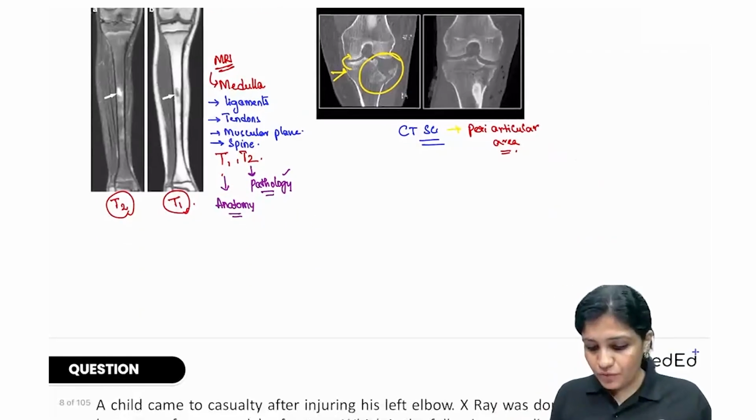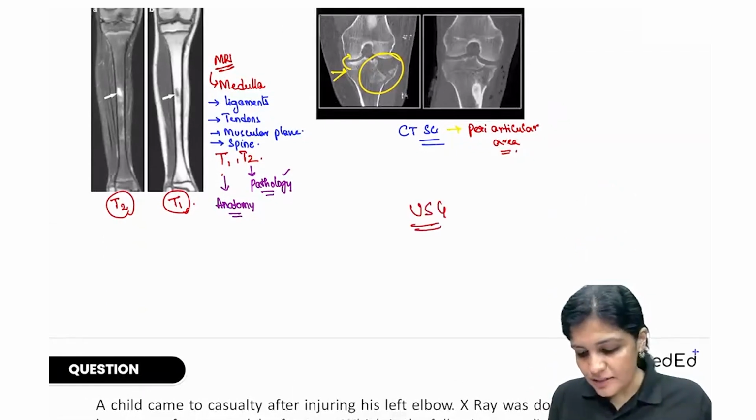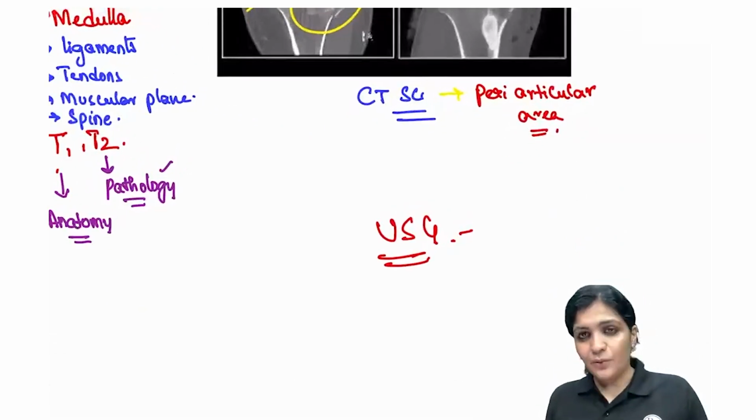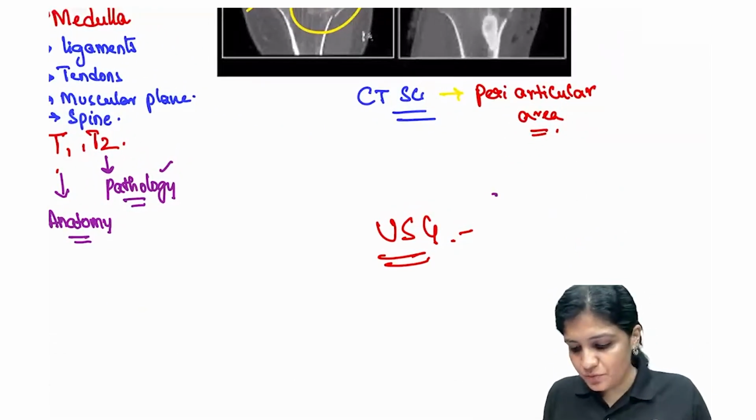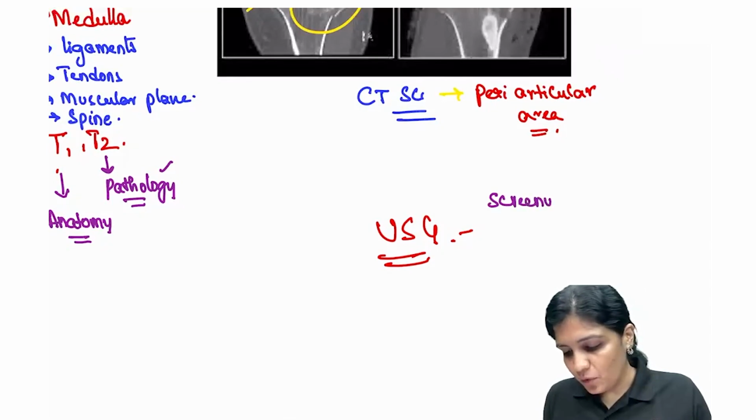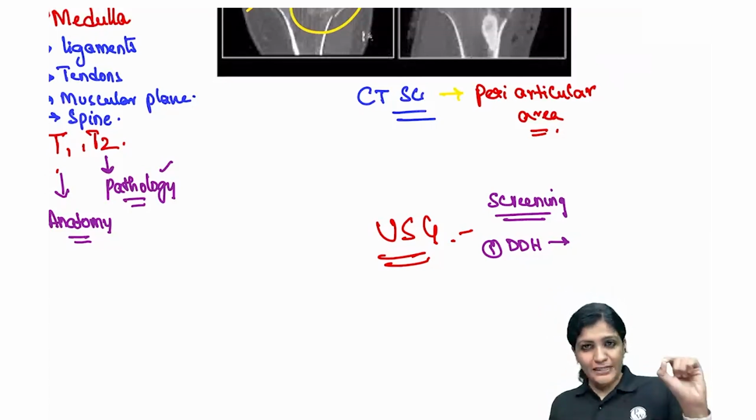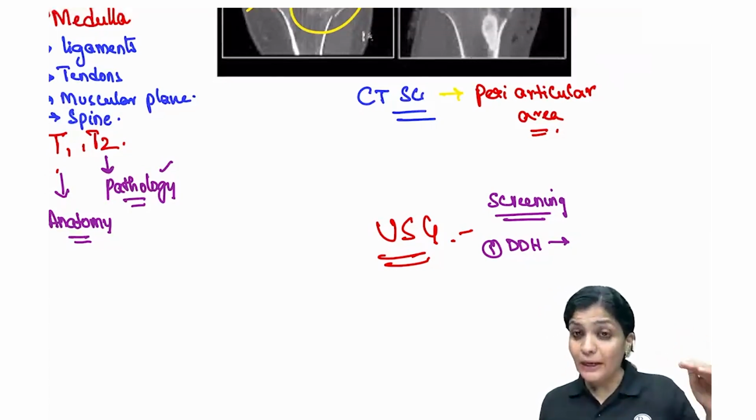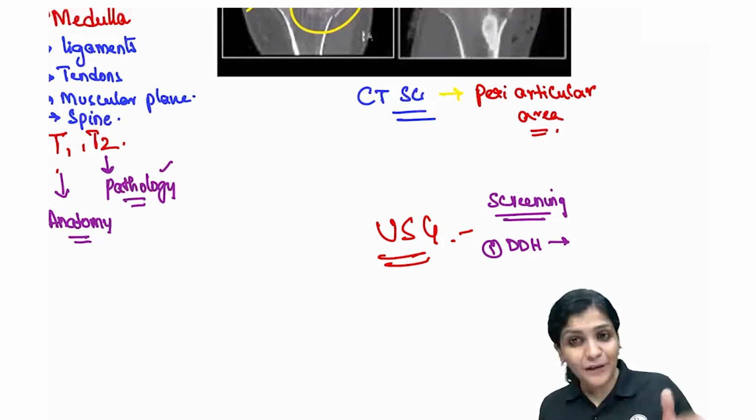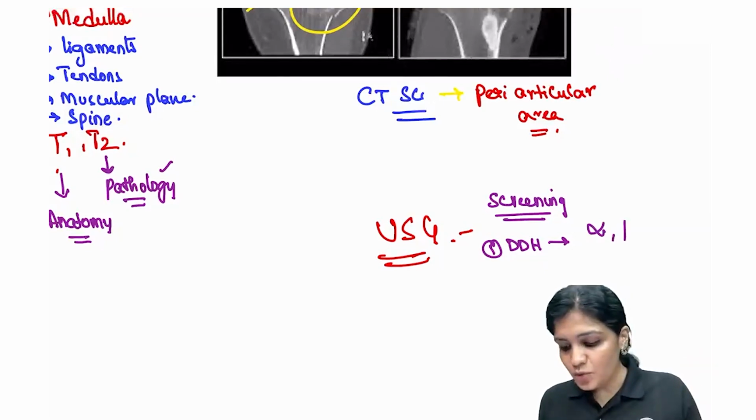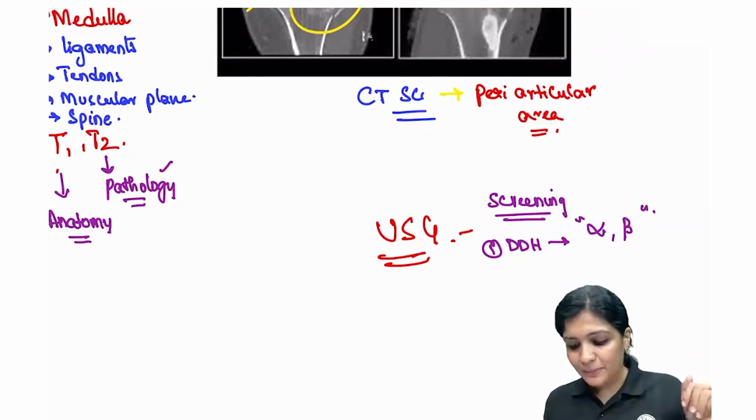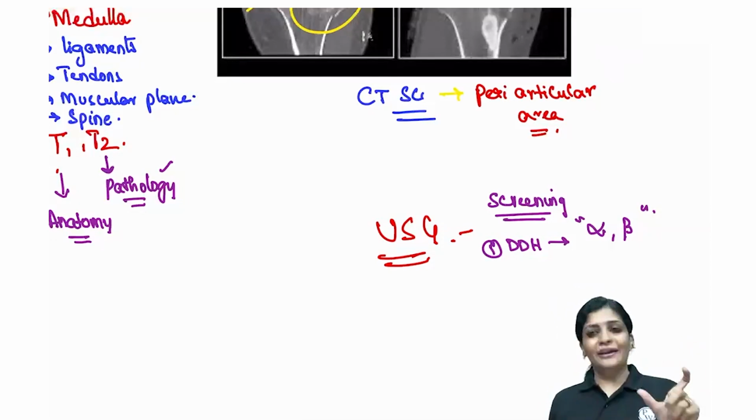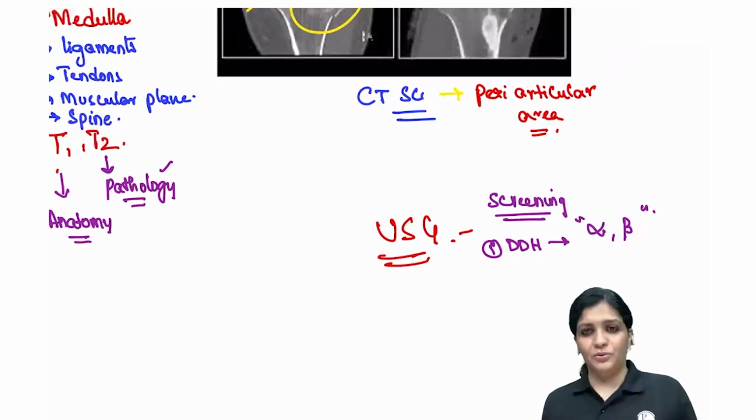And one more thing, where you go for ultrasound, so there is also ultrasound. So here ultrasound is mainly used as a screening tool for us. So screening of what? It is the DDH. If you remember, it is developmental dysplasia of the hip. That is, there is some abnormality in the hip joint during birth or during the development of the baby, where you trace two important angles, the alpha and beta. This is considered as a screening tool for DDH. So here we use the ultrasound.